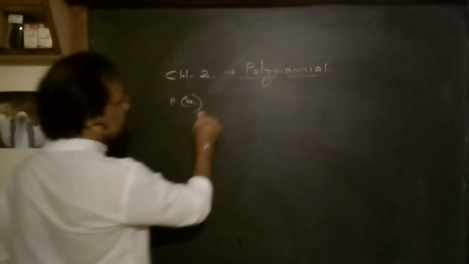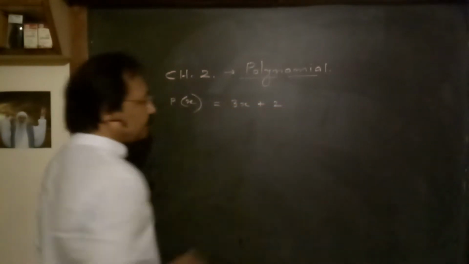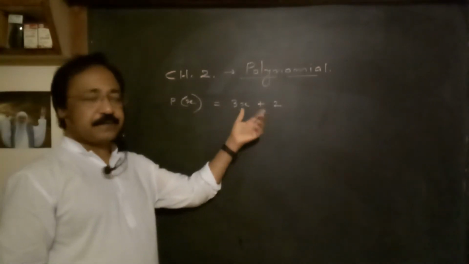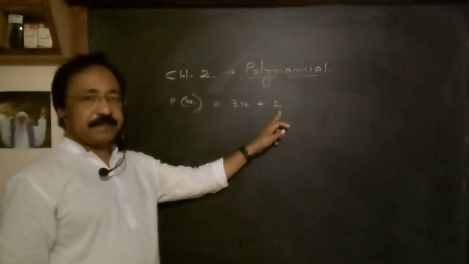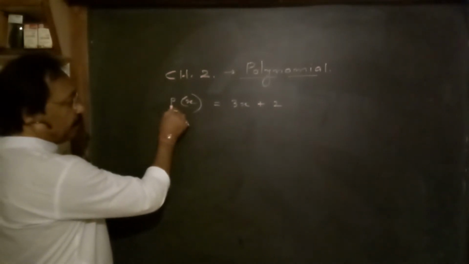If I write p of x is equal to 3x plus 2, what is this? This is an algebraic expression. How many terms does it contain? 2 terms. One is 3x, another one is plus 2. Polynomial is represented by p of x.